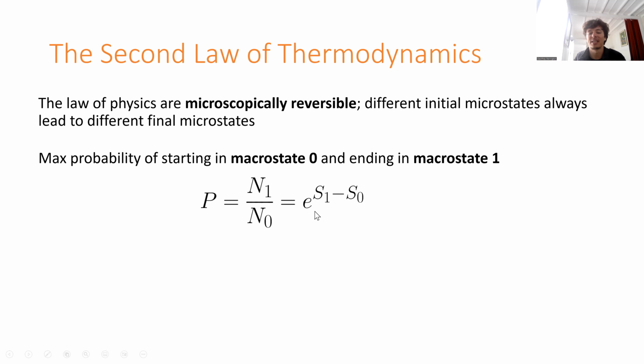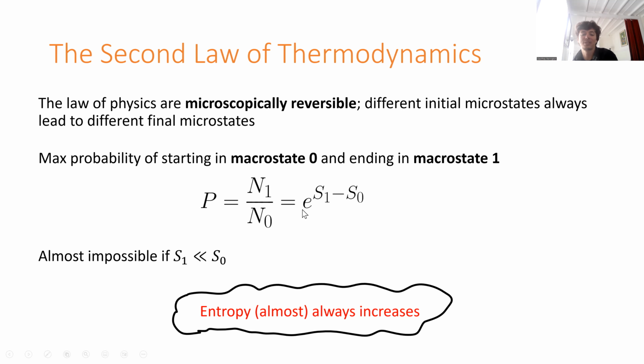Or in terms of entropies, it's e to the entropy of macrostate 1 minus the entropy of macrostate 0. If the entropy of the final state is much smaller than the initial state, this very quickly becomes a very, very small number. So it's almost impossible for it ever to happen. And in practice, this means that entropy essentially always increases. This is the standard statement of the second law of thermodynamics. Entropy always goes up, it never goes down. But it's really just a statement about probability. It's saying that if you start in one large set of states, only a small number of them can go to this later set of states. It's very unlikely that you're in one place.